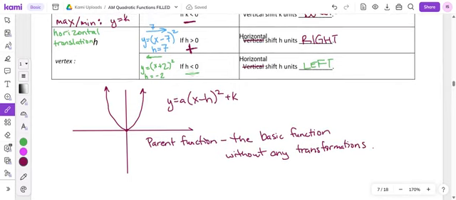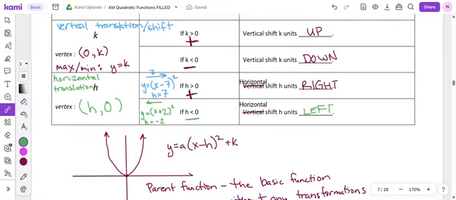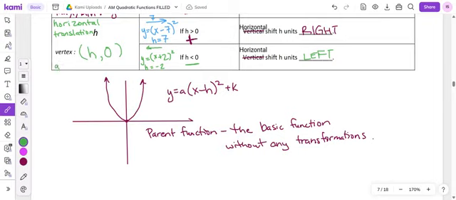All right. Where is the vertex when we have a horizontal translation? Well, we move H to the right or left. And if it's just the H, then the Y is 0. What else does the H tell us? Like the K told us the max or min value, the H tells us the axis of symmetry. Right, the axis of symmetry equation is X equals H.